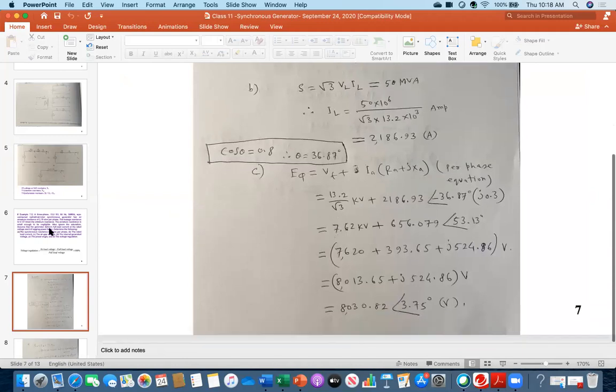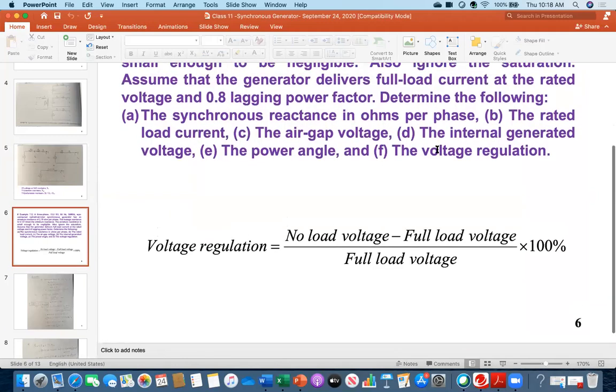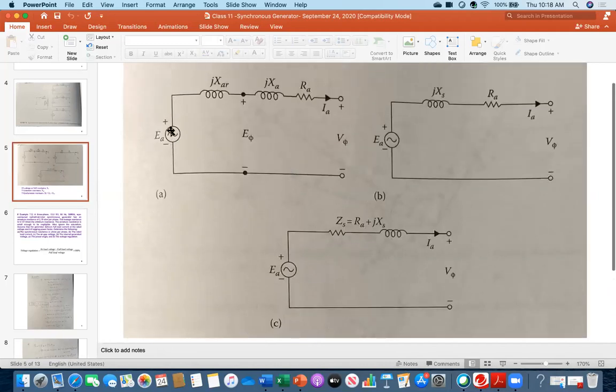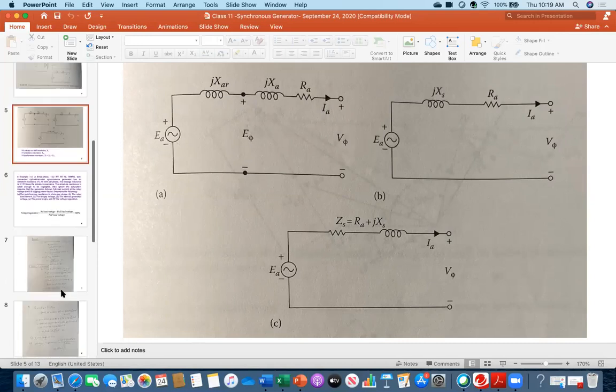We got that one. So the next question is question number D, internal generated voltage. Internal generated voltage means ultimately this one. So far we have been able to calculate this one. Now I have to add this voltage drop to get this voltage. The current is the same, I, so just multiply with this one. This is the armature reactance, XR. Then you will be getting this one. Therefore, see my calculation.